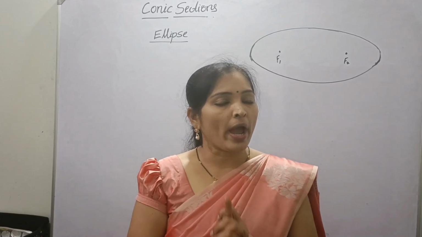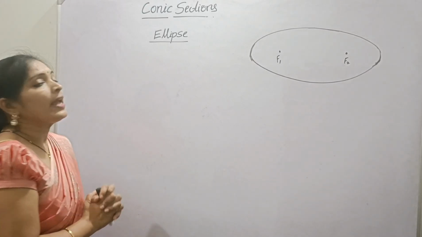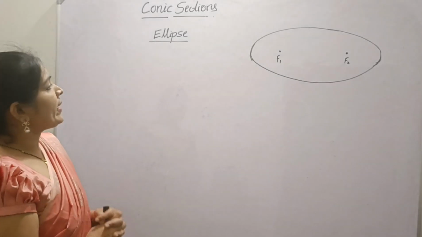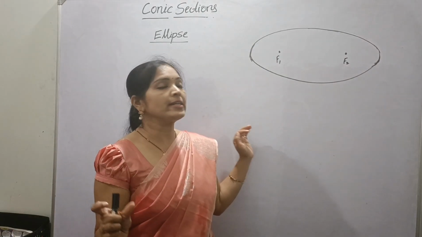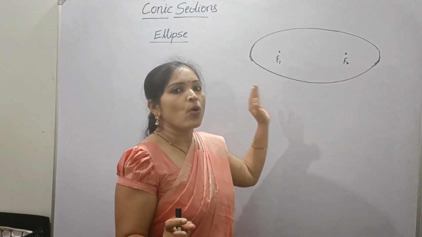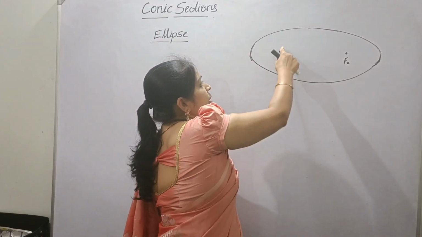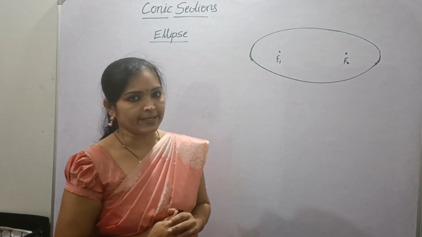So make sure that you have watched part 1 and part 2. In this video we are going to study ellipse. So what is an ellipse? See, an ellipse is the set of all points in the plane, the sum of whose distances from the two fixed points in the plane is a constant.